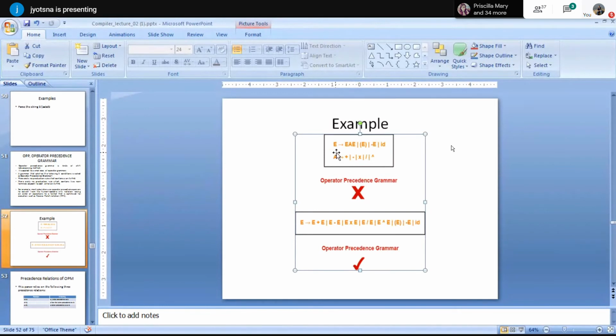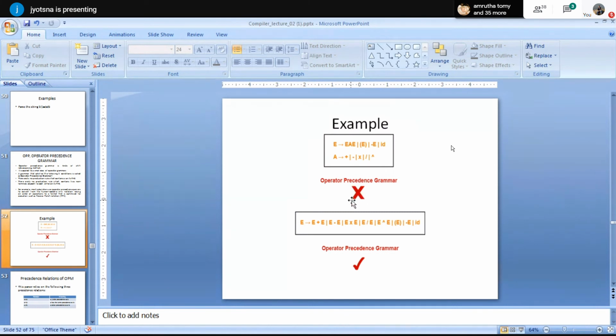Now look at the first production, E goes to EAE. E is a non-terminal, A is a non-terminal, again E is a non-terminal. So this production violates the rule, and therefore the grammar will be considered as not an operator precedence grammar. If the grammar is not an operator precedence grammar, that does not mean that you have to discard it. You have to see whether you can convert that grammar into an operator precedence grammar. I have put a cross here indicating that this grammar is not an OPG, because the second rule is not satisfied.